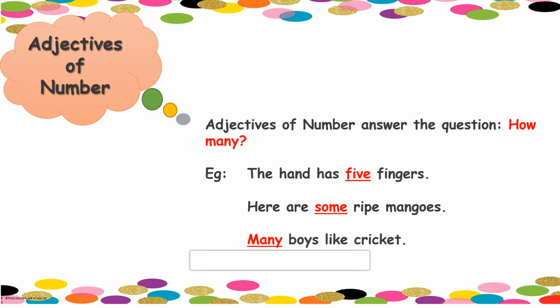Then comes adjectives of number. Adjectives of number are used to answer the question how many. For example, five, some, many. So here all these words which are written in red font underlined, these are adjectives of number, and they are generally used with countable nouns. So here if you pick out the nouns, fingers in the first sentence, mangoes in the second sentence, and boys in the third sentence, all these words are countable nouns.